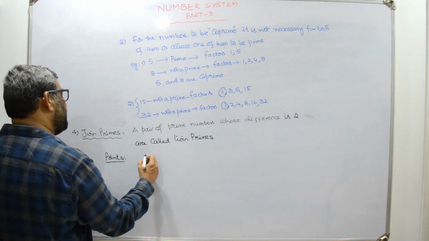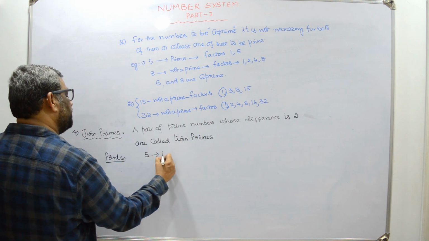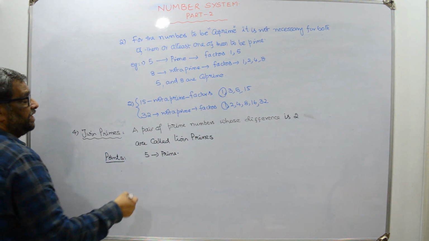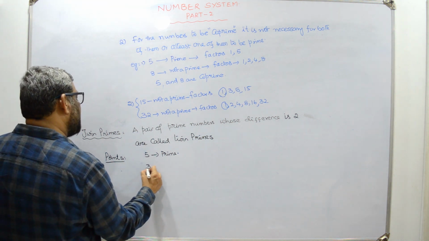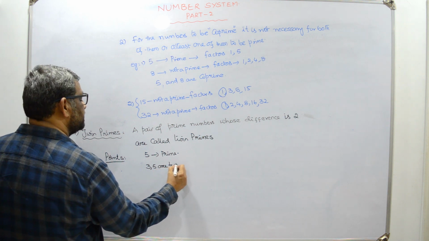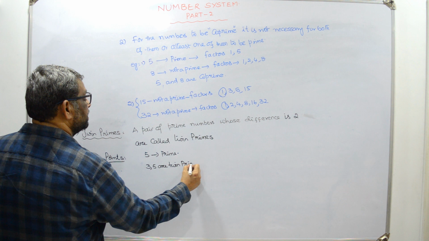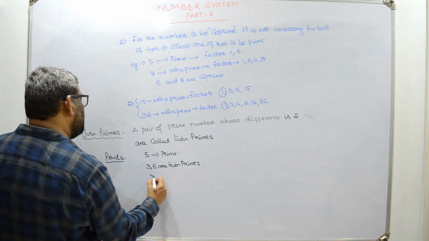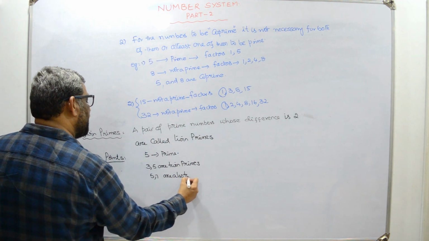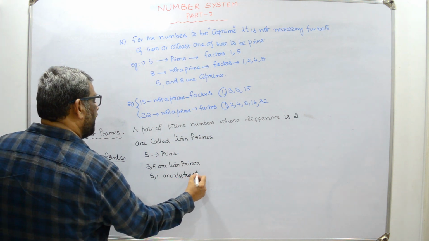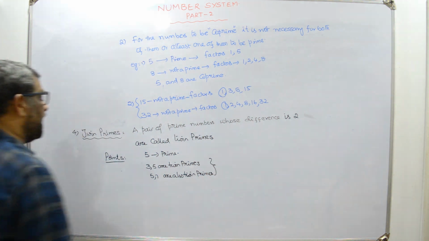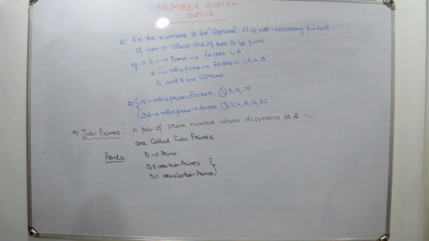For example, if we take 5 as a prime number, now it can be associated with two twin primes. 3, 5 are twin primes. 5, 7 are also twin primes. So 5 is the only number which is associated with two primes such that they are twin primes.